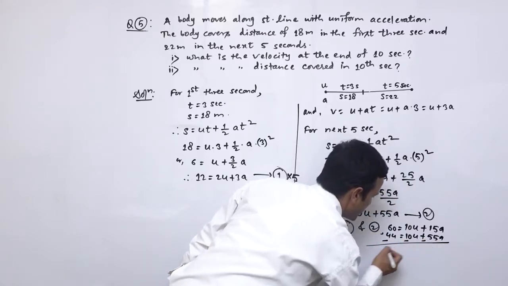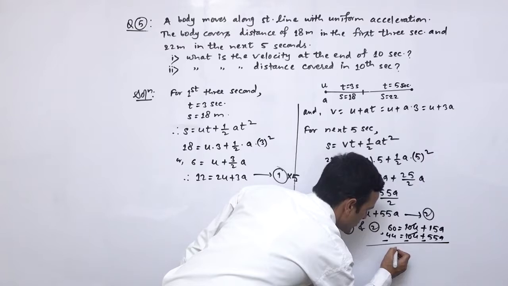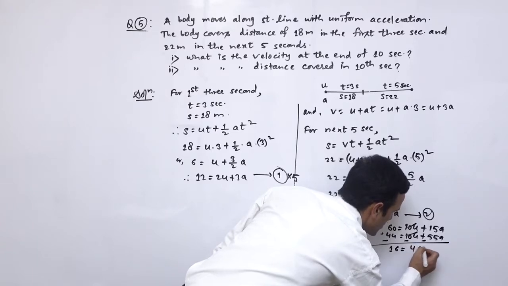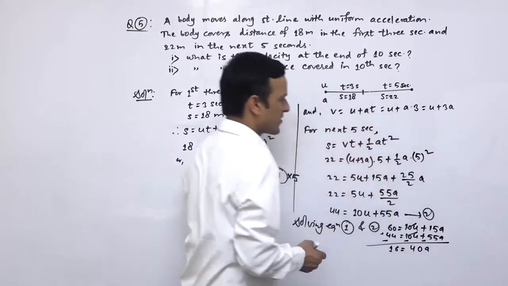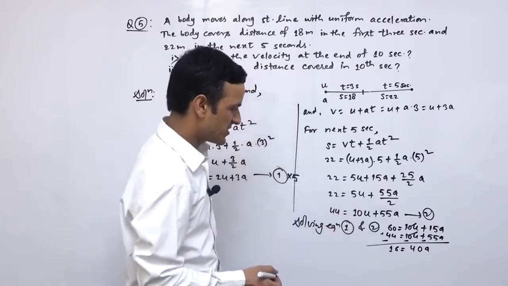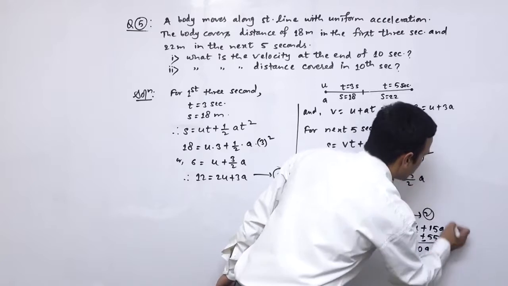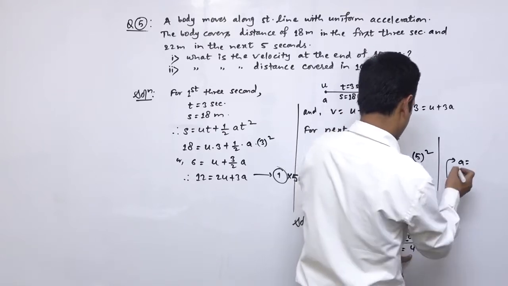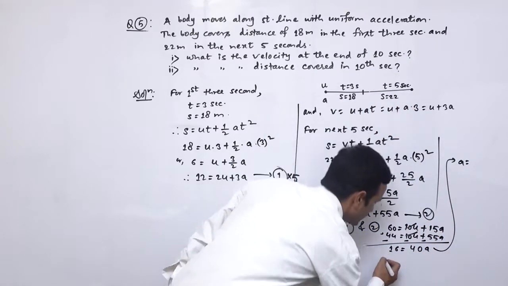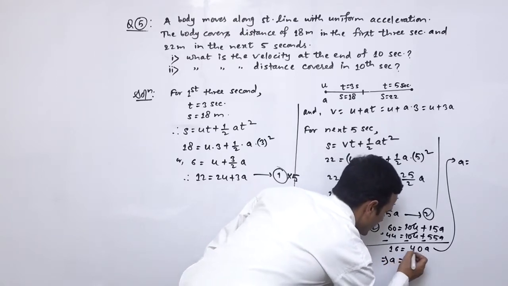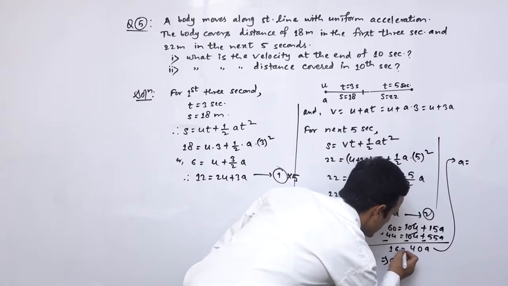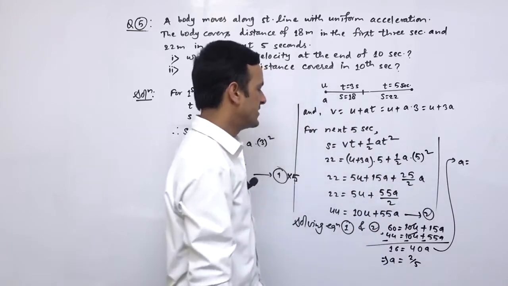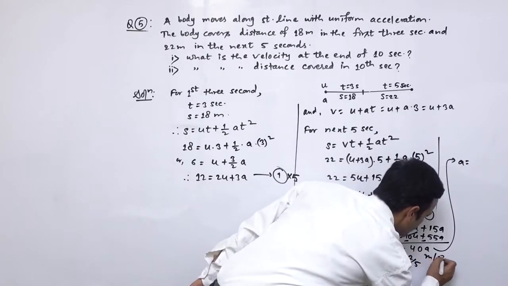So minus, minus, minus, so 10u is cancelled and this will be 16 is equal to, now 5 minus 5 is 0, 55 minus 15, 40a. So if you find out the value of a from here, a is equal to 16 by 40. 8 2s are 16, 8 5s are 40, so 2 upon 5. So a will be 2 upon 5 meter per second square.